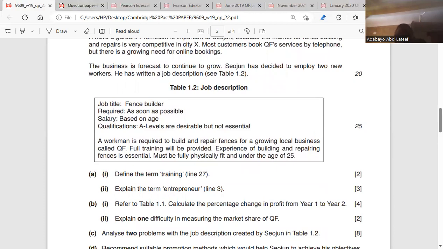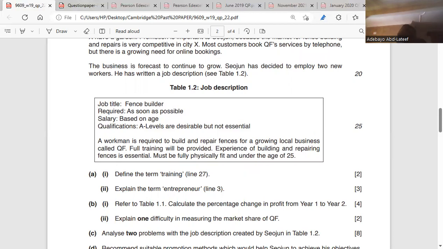So look at this job description. What are the problems with this job description? The first problem I've seen here is they said salary based on age. Why will you base salary on age? That is age discrimination, which is not good. So this company, QF, might also be sanctioned by government because it's discriminating through age.